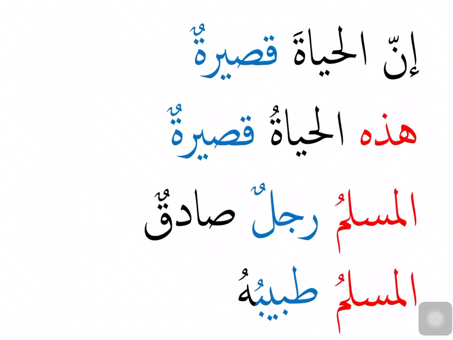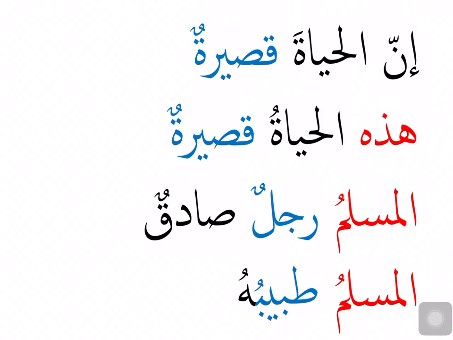Innal hayata qasiratun. In this case, we have harf nasb and al hayata is the ism inna. Together they are the subject of the sentence. No doubt the life is qasiratun, the khabar mufrad. هذه الحياة قصيرة. هذه مبتدا. الحياة بدل. قصيرة خبر مفرد. هذه الحياة stay in the مبتدا train. So this life is short.